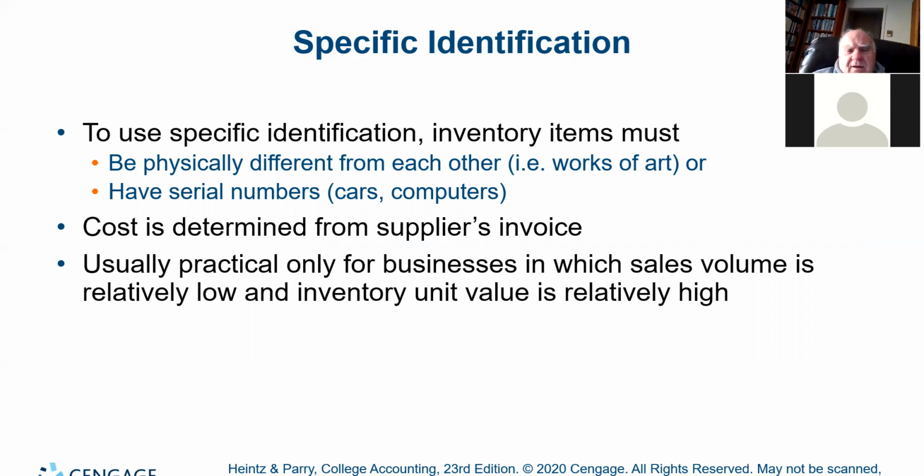Big ticket companies, right? A car dealer. When I bought my car a couple of years ago at Perry Lincoln, they didn't say, okay, Bob, thanks for your check. Take any Ford Edge you want off the lot. You don't do it that way, right? They have to know the serial number, the VIN number, everything about the engine size, everything. The specific ID method does match the physical flow, okay?